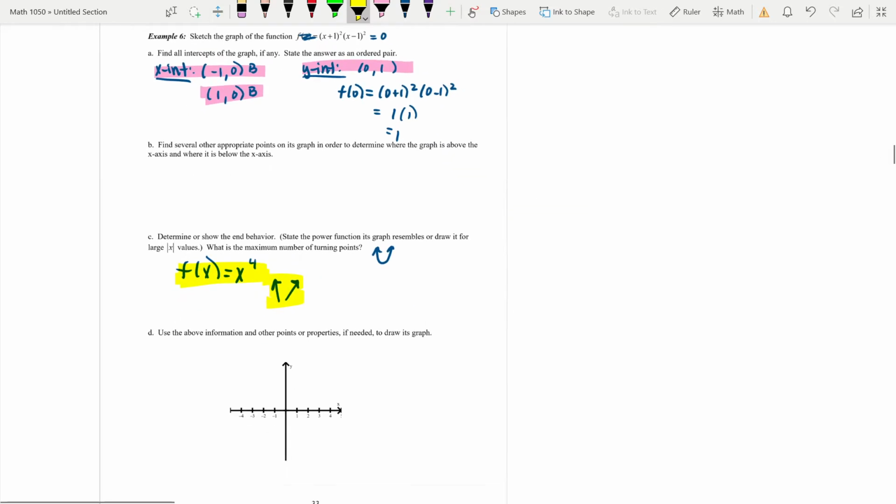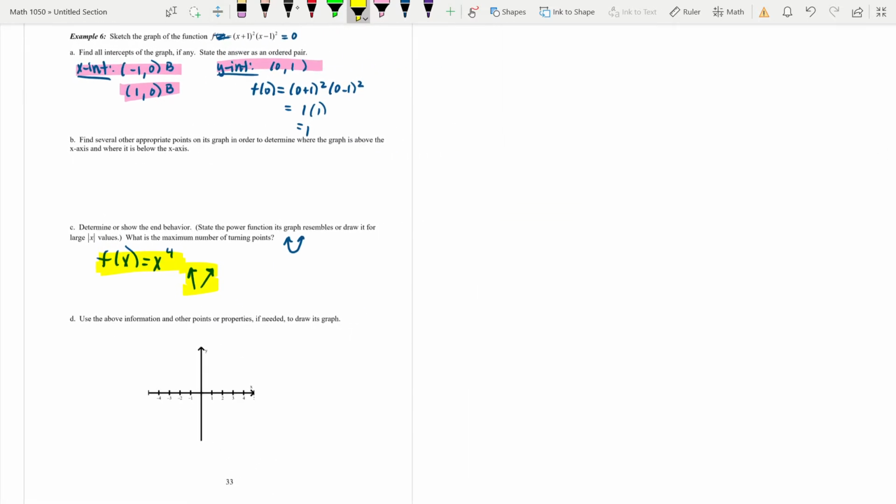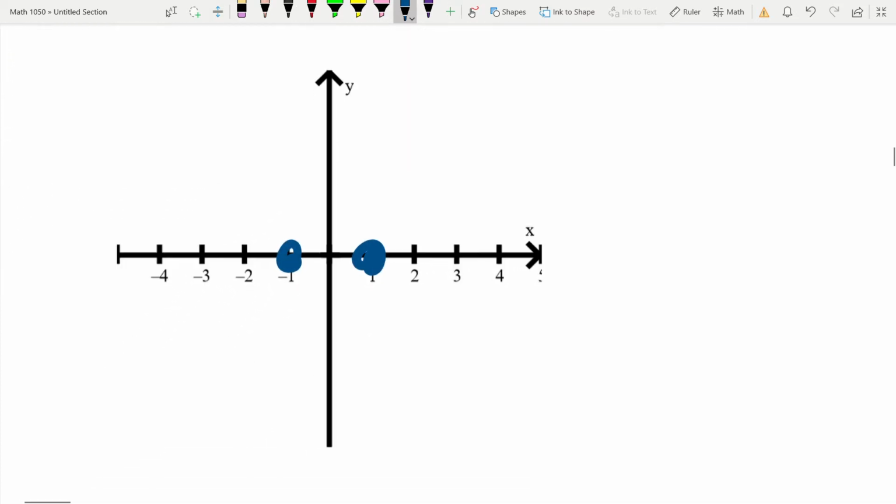All right, let's graph it. -1, 0 and +1, 0. And the y-intercept is 0, 1. So I'm going to go like this. I'm going to put a dot right there, and I'm going to label it 0, 1. Sometimes Weber State asks you to label things, so you have to read carefully.